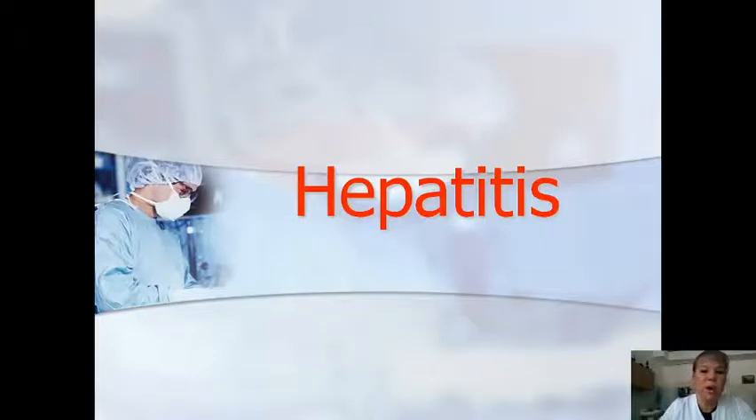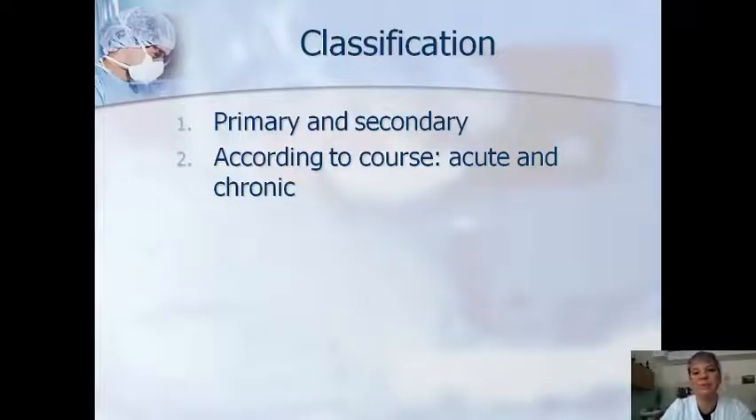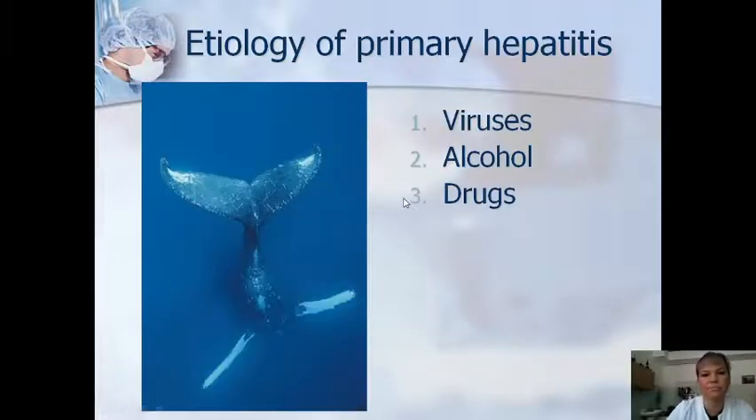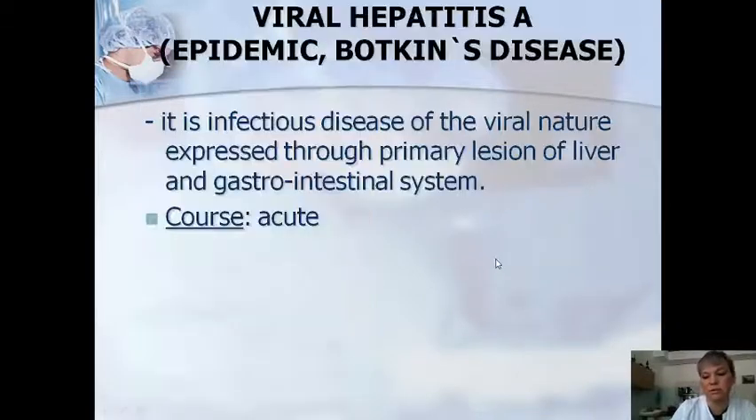The next information is about hepatitis. Hepatitis is inflammation in the liver. In classification, we speak about primary, the basic first disease, and secondary, as a complication of other diseases. According to the course, it may be acute or chronic. In the etiology of primary hepatitis, we more often see viruses A, B, C, D, and others, alcohol hepatitis, and medical or drug-induced hepatitis.